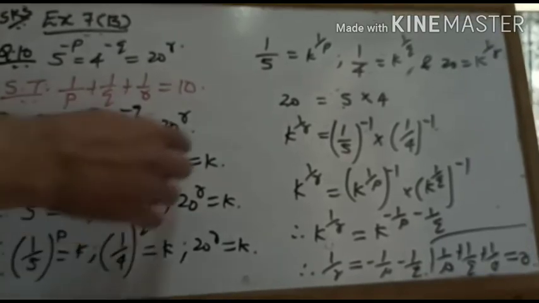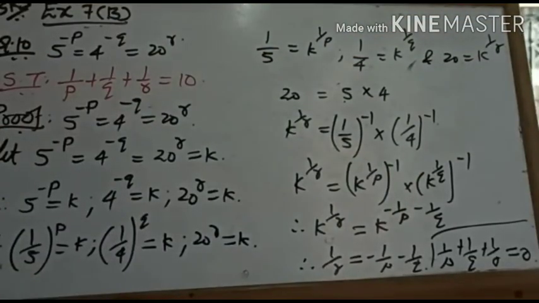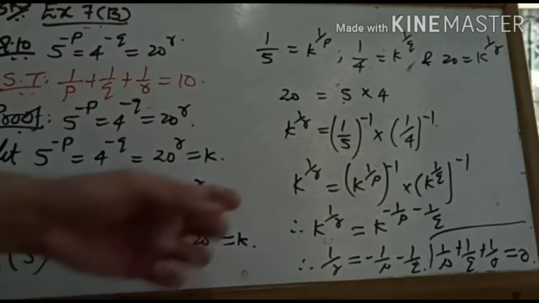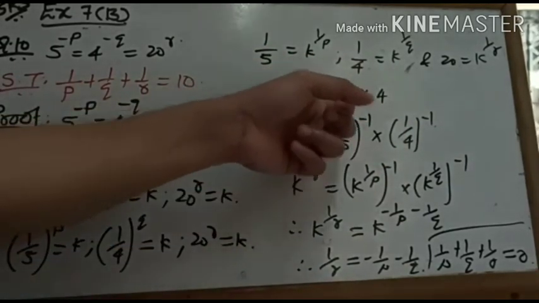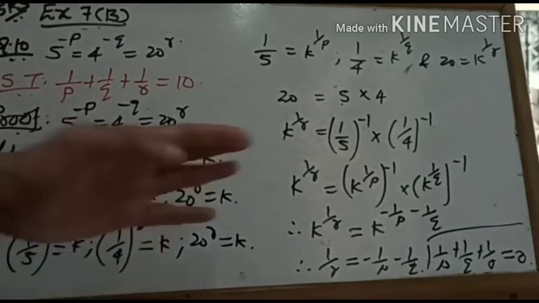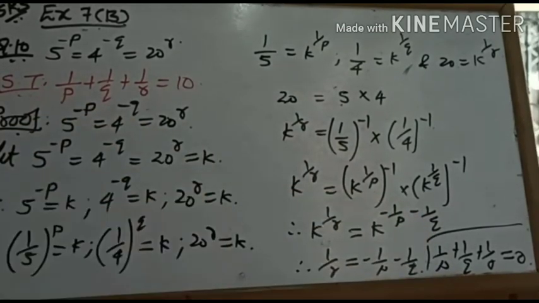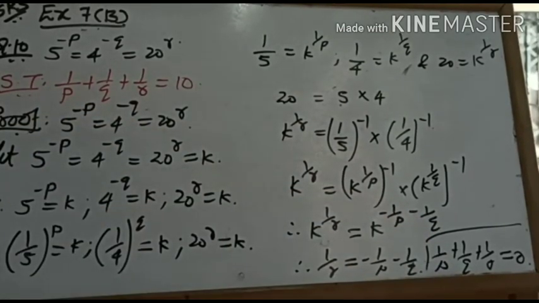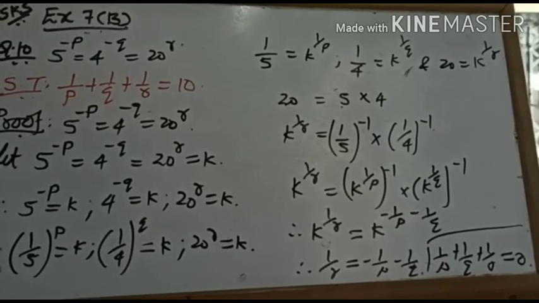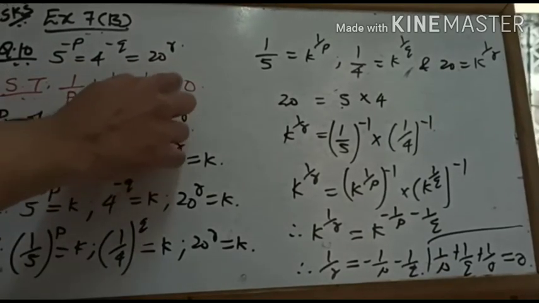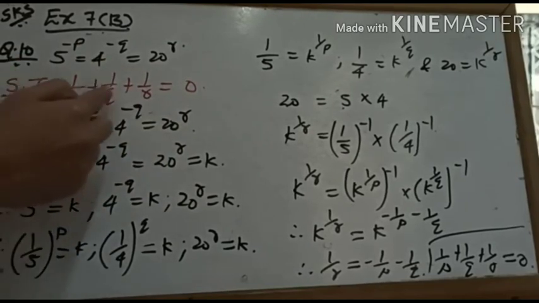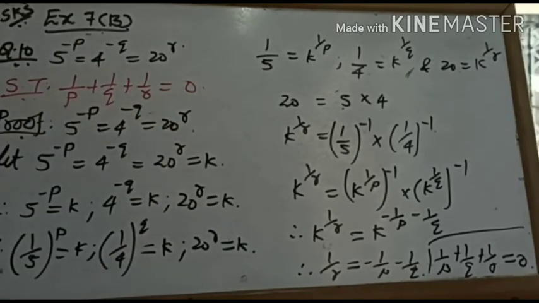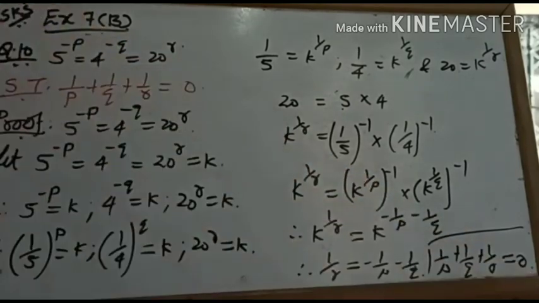So the key point is to convert everything in a particular root, and then substitute 20 के जगह पर k raised to 1 upon r. 5 first convert into 1 upon 5, then substitute, you get negative numbers, and then bring those negative numbers on the right hand side. And here I made an error, it's not equal to 10, it is equal to 0. Please take a note of that. In the starting part it was showing 10. It is 1 upon p plus 1 upon q plus 1 upon r equal to 0. We have proved that particular thing.